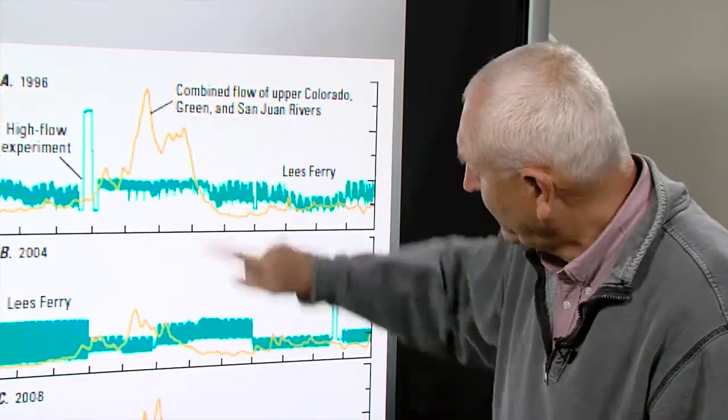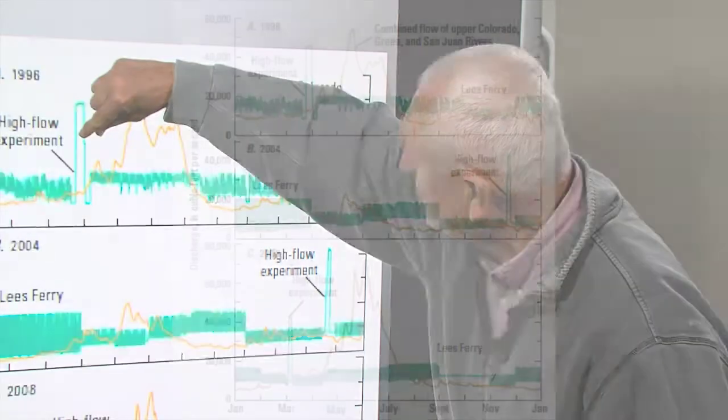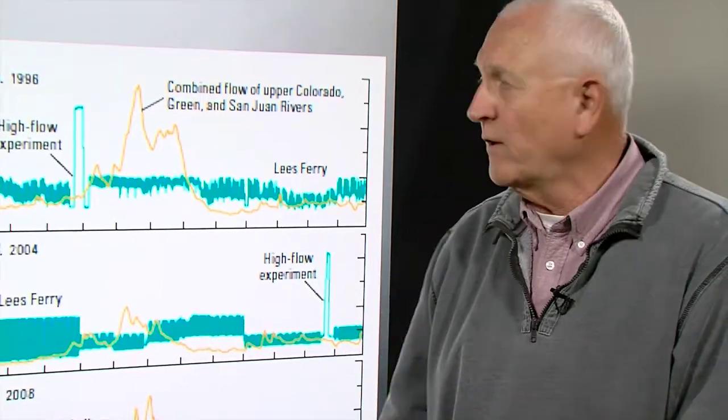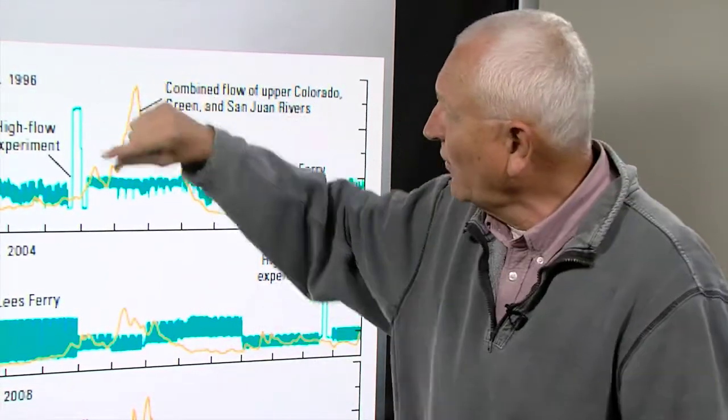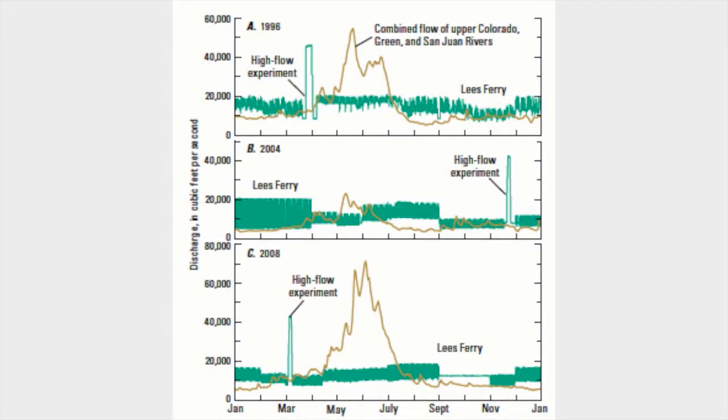In the background here in brown are the natural floods that would have occurred in the Grand Canyon were Glen Canyon Dam not in place. You can see these floods of today are nothing like the floods that would have occurred naturally, but these floods can't be any bigger than that because they would cause erosion rather than beneficial effects.